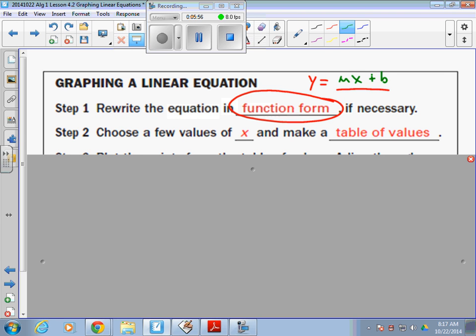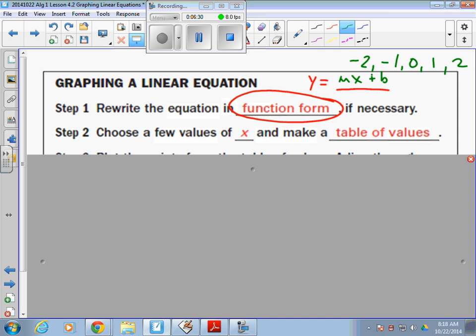The second one is choose a few values of x and make a table of values. Copy these numbers down right now above this box: -2, -1, 0, 1, and 2. You never have to choose any numbers outside of those 5 numbers. Some of y'all are thinking, well, I don't want to use none of the negatives. I understand that, but you're going to have to use negatives sometimes. These are the easiest numbers to mentally do calculations with in your head.